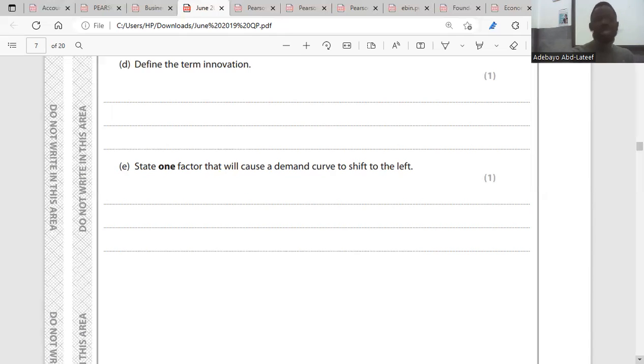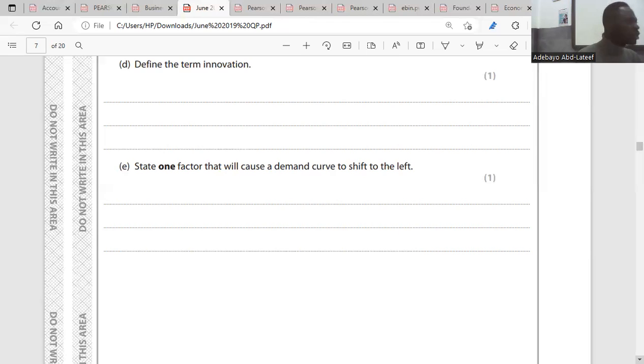Since they said to the left, the first reason is a decrease in the price of substitutes. What I'm saying is this: there's Coca-Cola, there's Pepsi. A reduction in the price of Pepsi will shift the demand curve of Coca-Cola leftward. Don't just say availability of substitutes; it will be as a result of a reduction in the price of substitutes. That's one reason why the demand for a product will shift leftward.